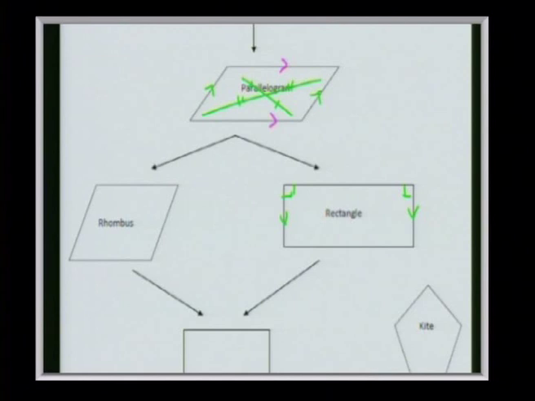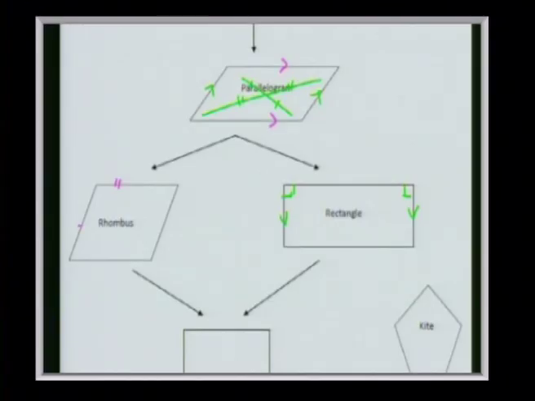If we decide not to make one interior angle 90, but we decide to make the sides equal in length, we'll go from our parallelogram to our rhombus. Yes, a rhombus has the same qualities that a parallelogram has. Both pairs of opposite sides are parallel, but in addition to that, the rhombus has all sides equal in length, not just both pairs of opposite sides.